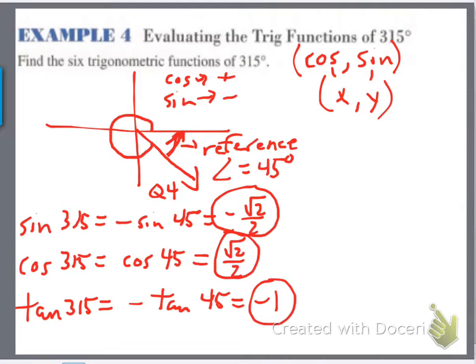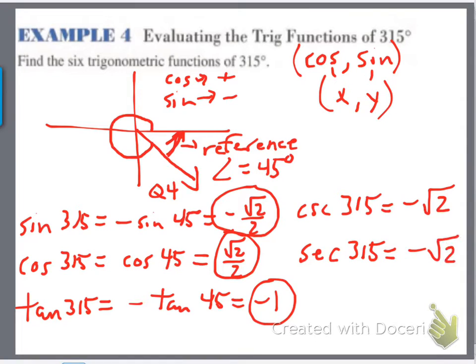So that means cosecant of 315 is just the sign flipped. Oh, I got an email. That's what you heard. So this would be negative radical 2. The secant would be the same thing, negative radical 2. Again, it's the reciprocal of the sine and cosine. And then obviously for cotangent, that's easy because the reciprocal of negative 1 is negative 1.